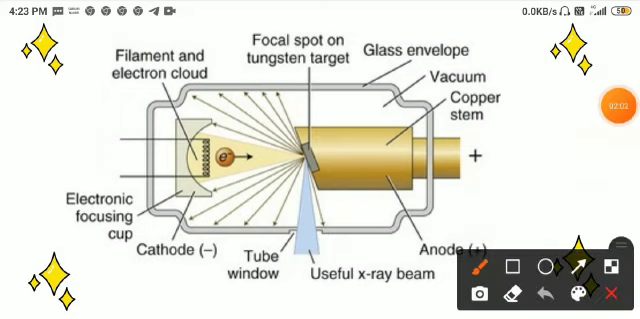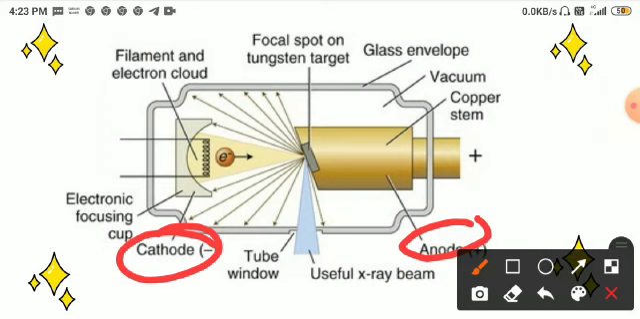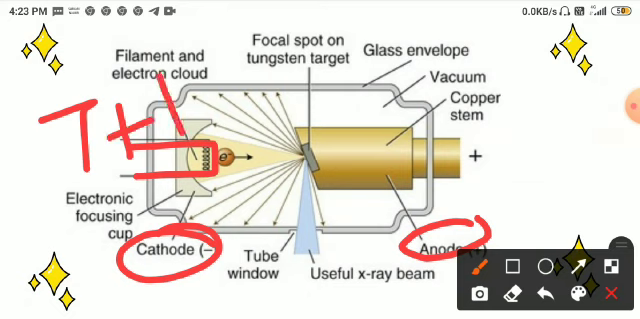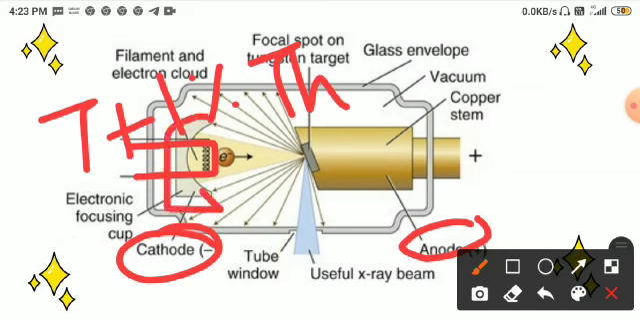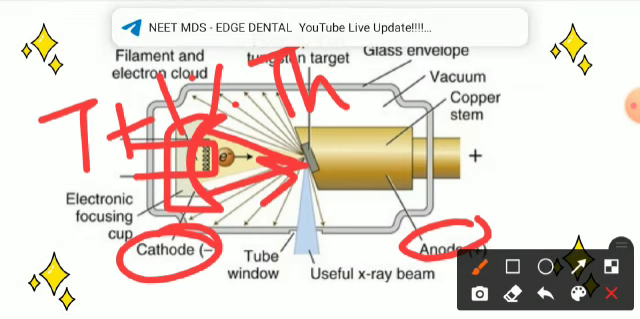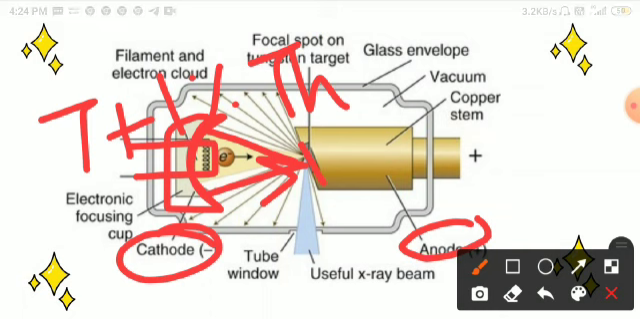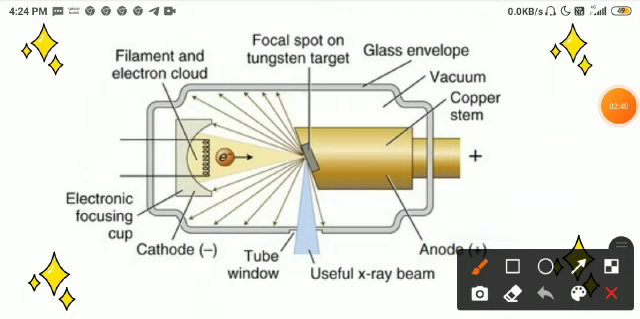A question asked in exams: the anode is positively charged and the cathode is negatively charged. The filament is made up of tungsten mixed with 1% thorium, which increases the electron ejection when the filament is heated. The focusing cup is molybdenum and helps to converge the ejected electrons. The anode is angulated at 20 degrees. A question may be asked in exams: why is the anode 20 degree angulated?